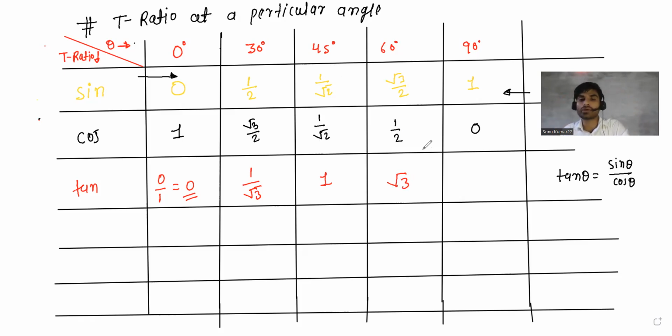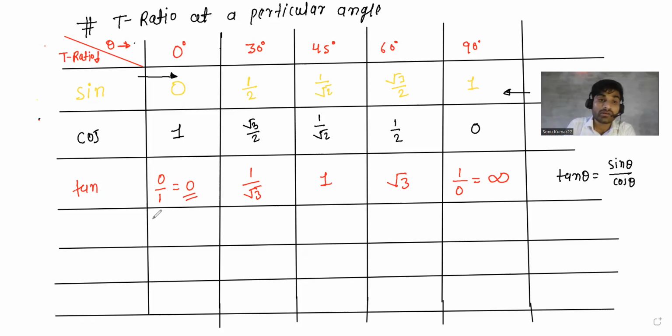Now, here is the important part. Tan 90 degree is equal to sine 90 upon cos 90. Sine 90 is 1, cos 90 is 0. We know that when any number is divided by 0, we can say that it is not defined, or we can say that it is infinite. You can't find the value of tan 90 degree.